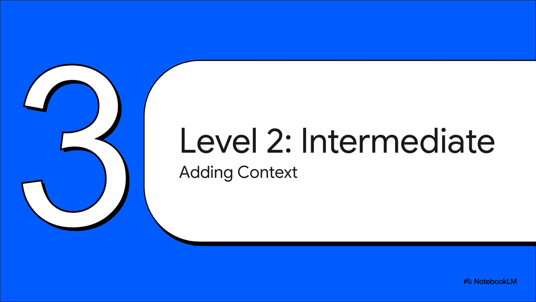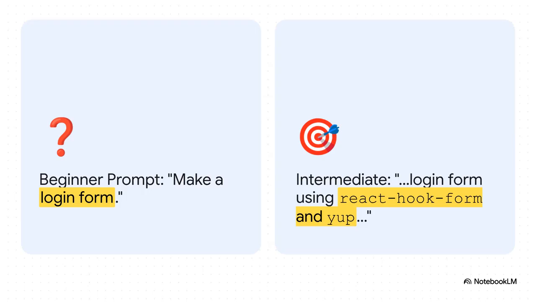All right, you ready to level up? Let's talk about level 2, the intermediate prompter. This is where we go beyond those simple one-off functions and start adding the kind of technical context you need to build real components that actually fit into your app. And this comparison right here shows the jump perfectly.